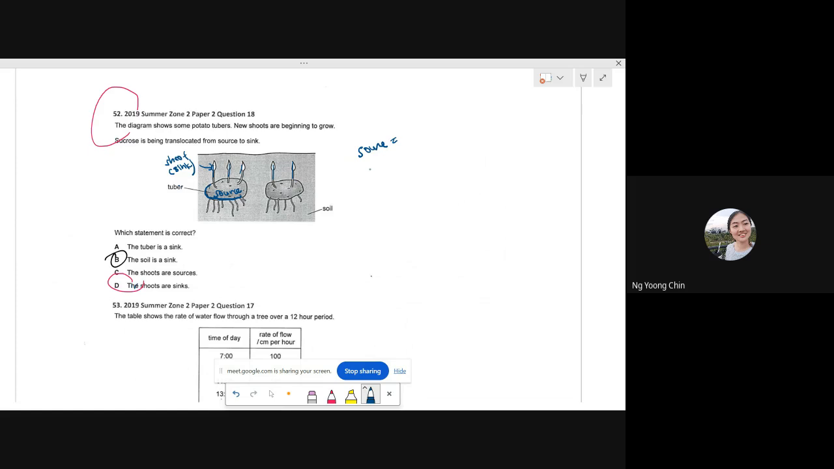Soil will never become a sink, because what does soil contain? It just contains water and minerals, ions only. I refer to the soil, it contains soil water. So it will not be a sink forever.